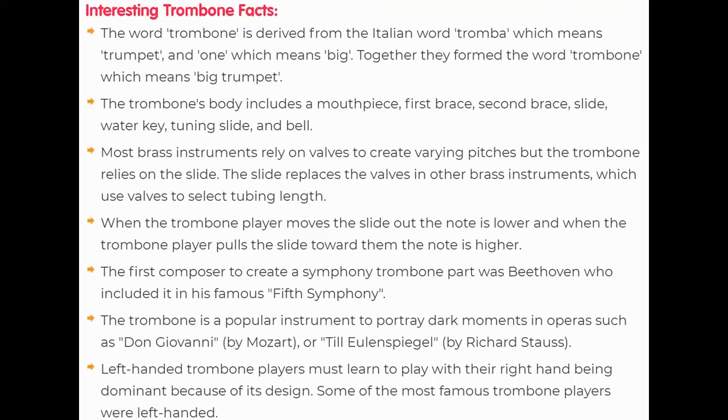The first composer to create a symphony trombone part was Beethoven, who included it in his famous Fifth Symphony. The trombone is a popular instrument to portray dark moments in operas, such as in Don Giovanni by Mozart or Till Eulenspiegel by Richard Strauss.